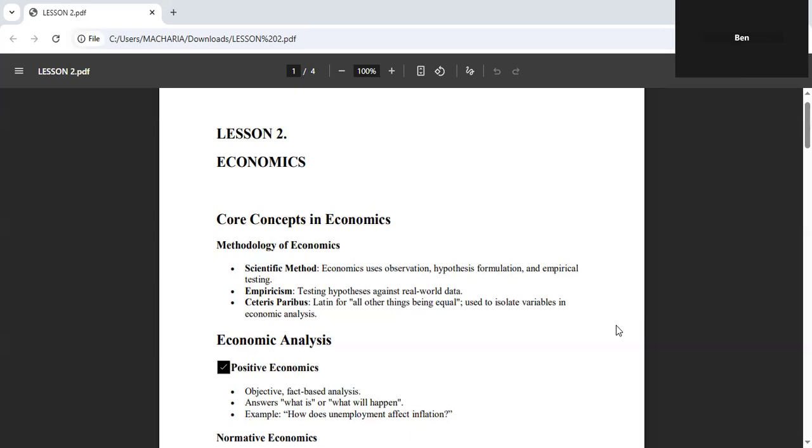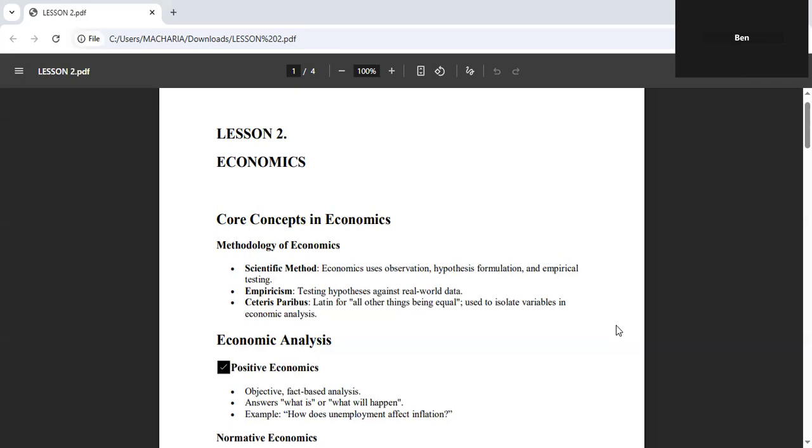Now, we are going to continue from there and look at the core concept in economics. And we see that there are basically three methodologies of economics. One is called the scientific method. Under this methodology, we say that economics uses observation, hypothetical formulae, and empirical testing. This is economics based on scientific research.